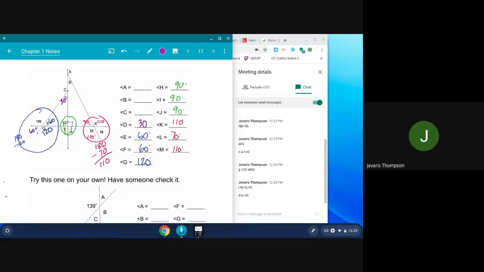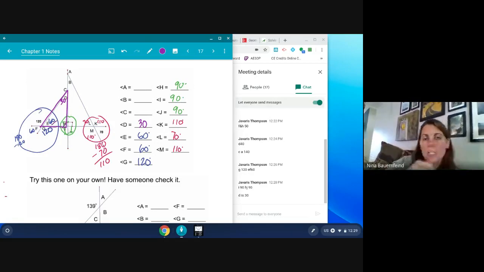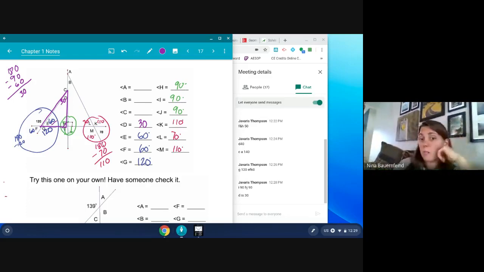They all add up to 180. Because why? It's a triangle. Exactly. We have a triangle here, so those three add up to 180. We have 60, we have 90. So he did those two, and then did 180 minus 90 minus 60. Left him with 30. So he got 30 for D. Perfect. Awesome. Thank you.